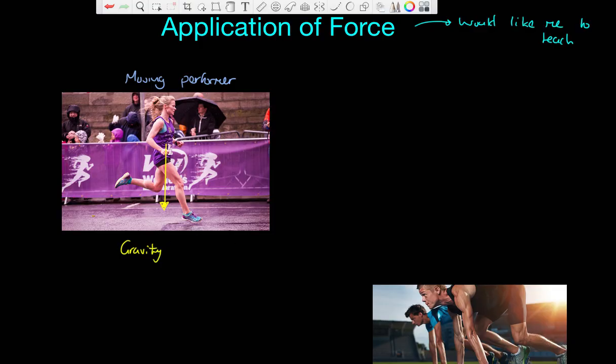A couple of things for me that are important. Notice it emanates from the center of mass of the performer, the point in the body where mass is distributed evenly in all directions. I think it's important to realize that, because weight does not act from one point, it acts on the entire body. So we use this as a representative line to illustrate that idea.